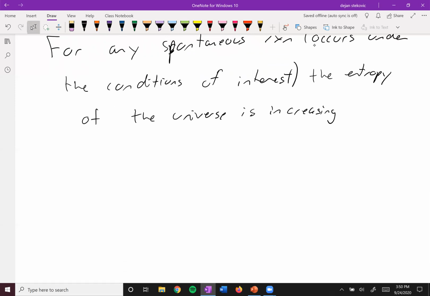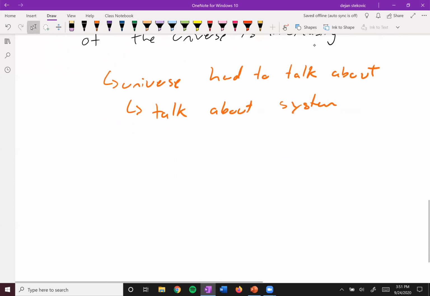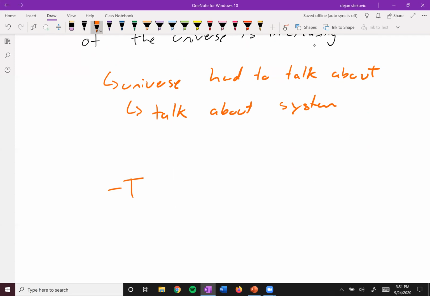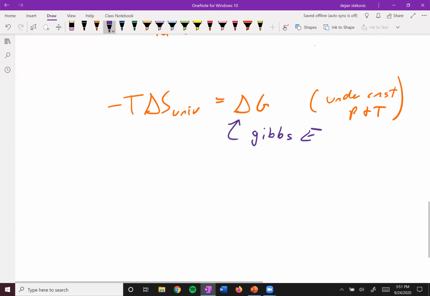However, it's hard to talk about the universe, right? The universe is a lot of stuff. And so we only talk about the system. So the universe is hard to talk about, and so we're just going to talk about our system. And so there's an equation here that says the negative T delta S, the negative of the temperature times the entropy of the universe, is going to be equal to delta G, right? And this is true under constant pressure and temperature. And so this delta G is Gibbs energy, or Gibbs free energy, if you want to call it that. And that's what we're going to use to determine whether something's spontaneous or not.